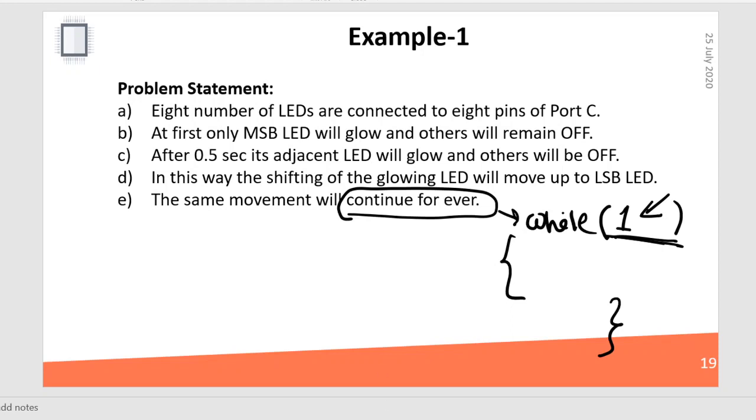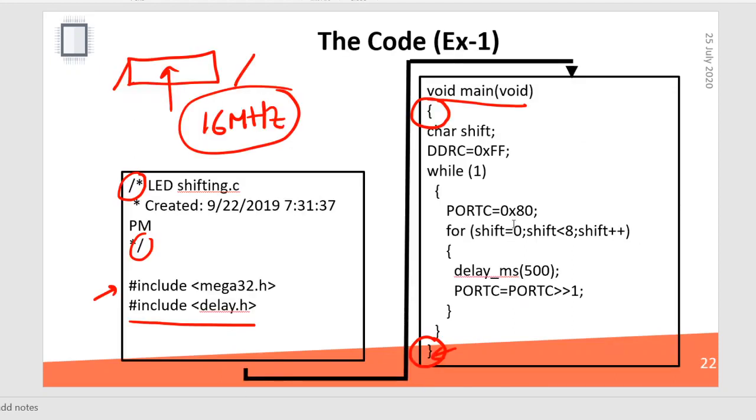So I will be writing a while loop for that continuing forever function, and for the one cycle, that means 8 LEDs are glowing in one cycle, and then the cycle is starting from the first point. So I will be writing a for loop which will continue 8 times. So now for that for loop I have to declare a variable.